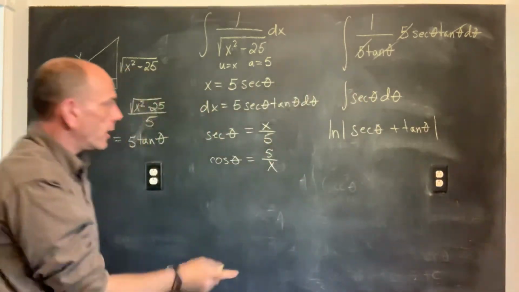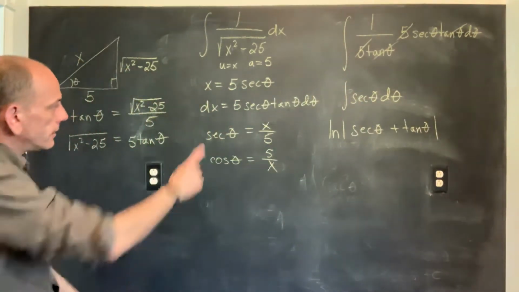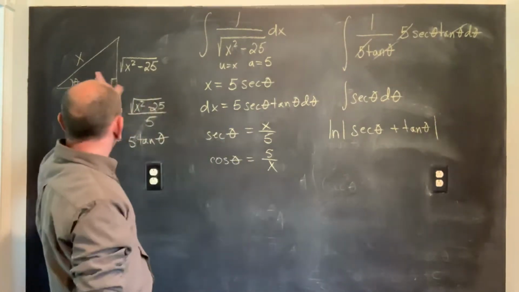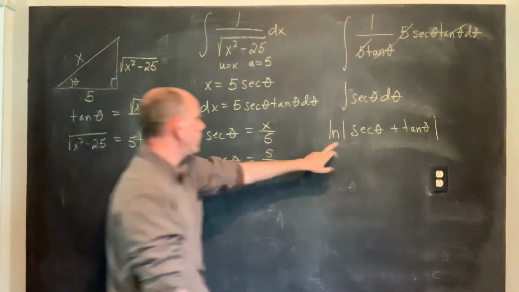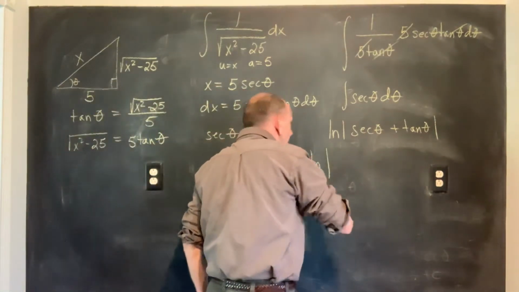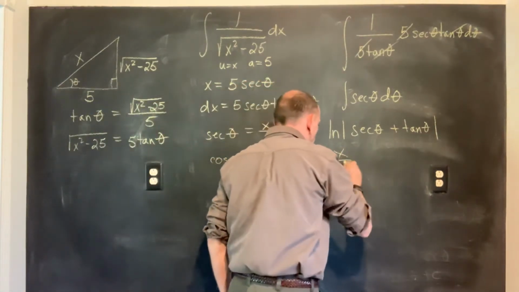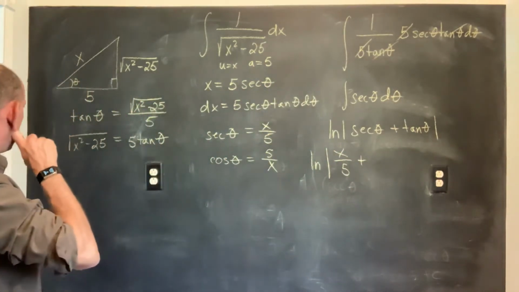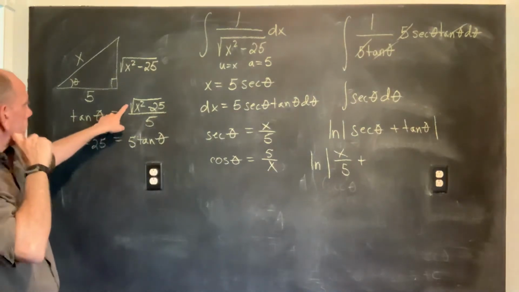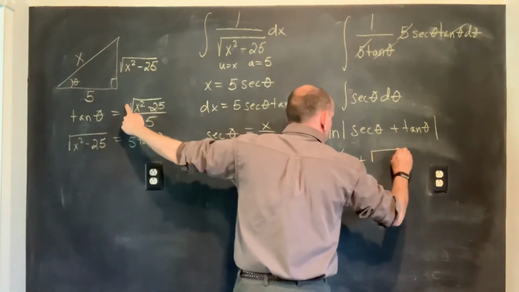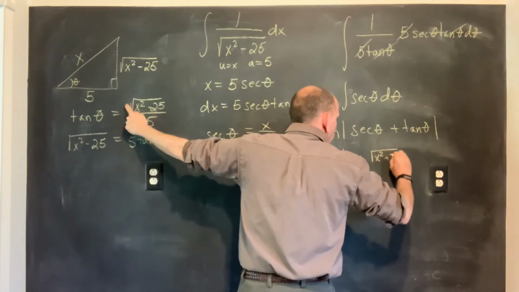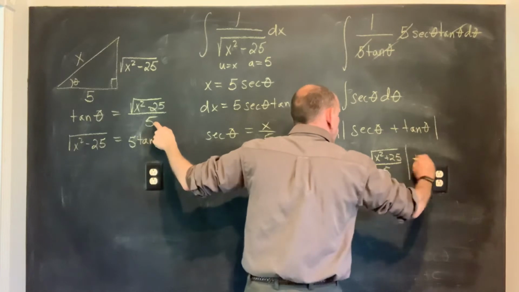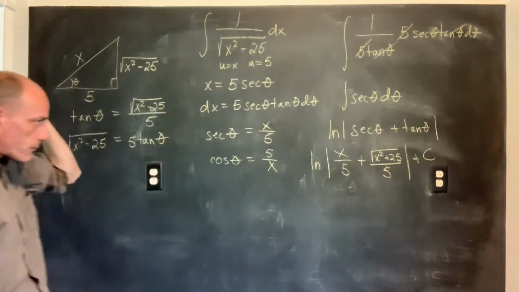Now there's a plus c on there, but I still have one step, right? I still need to back sub. Now I already know what the secant of theta is. I don't need to figure that out. I've already solved for it. So I have ln, absolute value, the secant of theta is x over 5 plus the tangent of theta. Do we have that already? Ah, we do. It's the square root of x squared minus 25 over 5 plus c. Bam. And we're done.